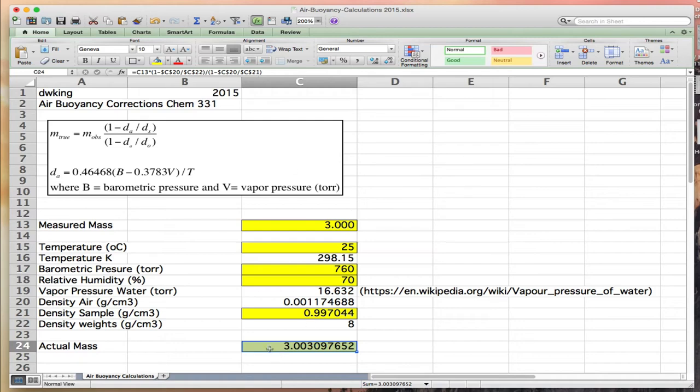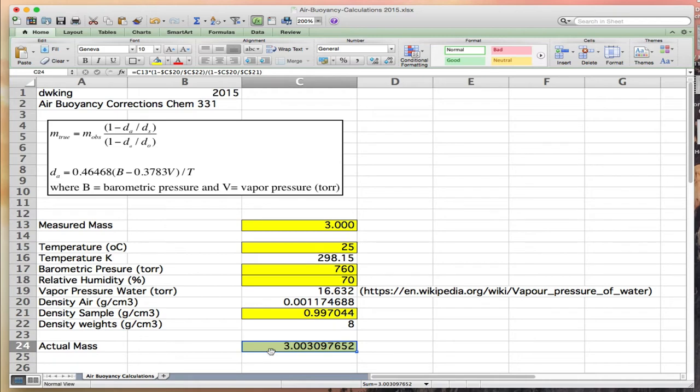So the actual density of the sample is 3.00309, and that basically means that for a density of 1, or very close to 1, you get about a 0.1% error in the mass measurement. Now, this is a good thing to pay attention to.